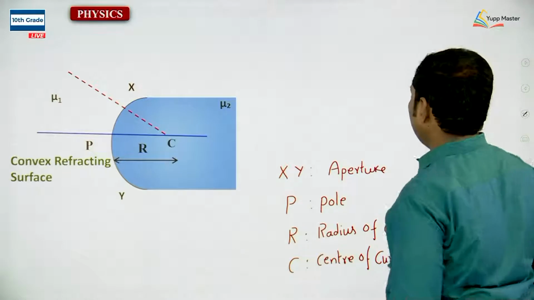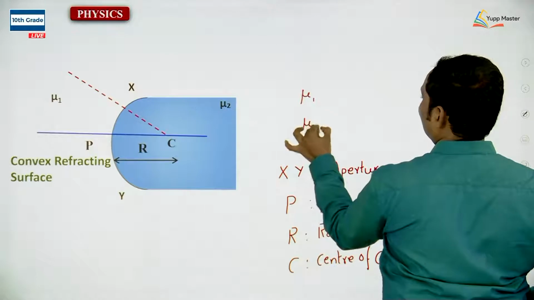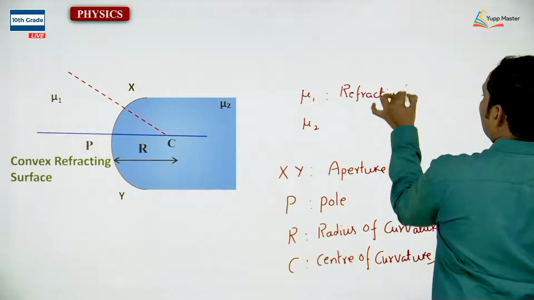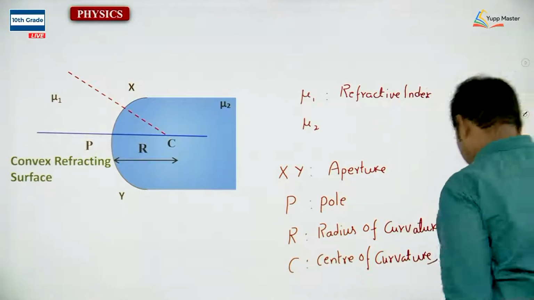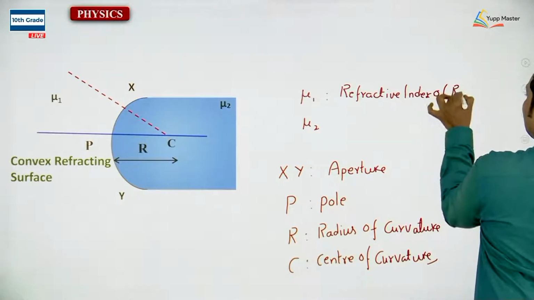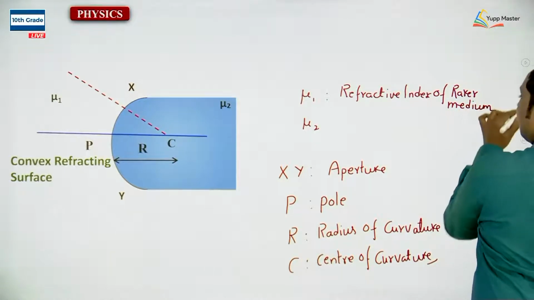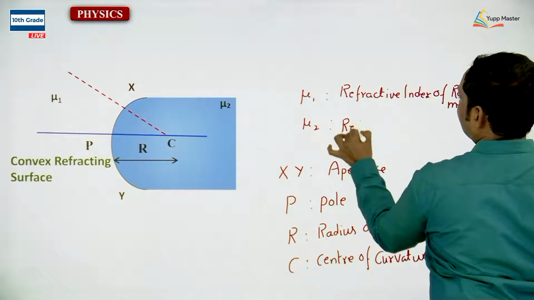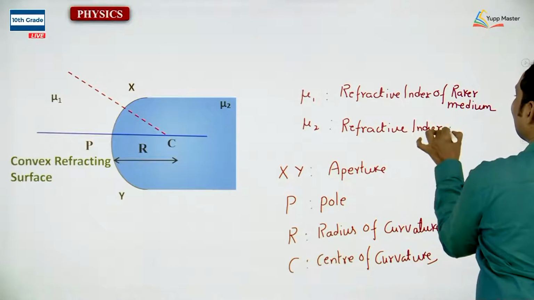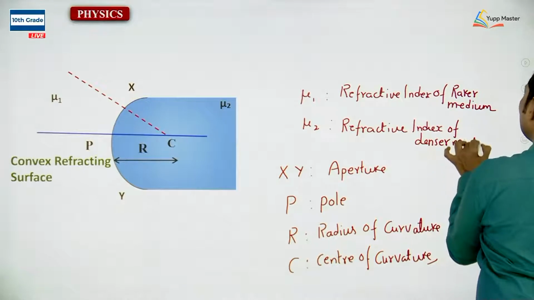Okay. Now, if you are going to take that mu1 and mu2, this is about the refractive index of the rarer medium, the refractive index of the rarer medium. Right. Mu2 is the refractive index of the denser medium. It's very clear.